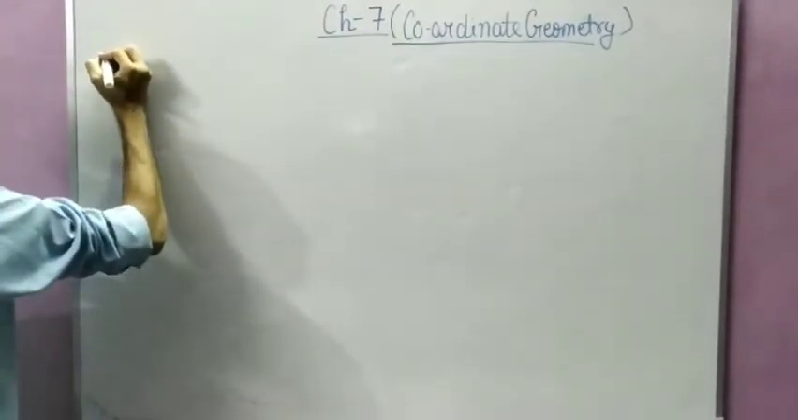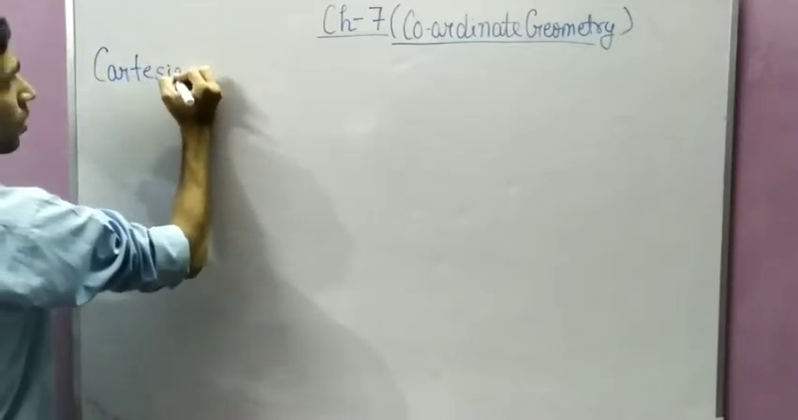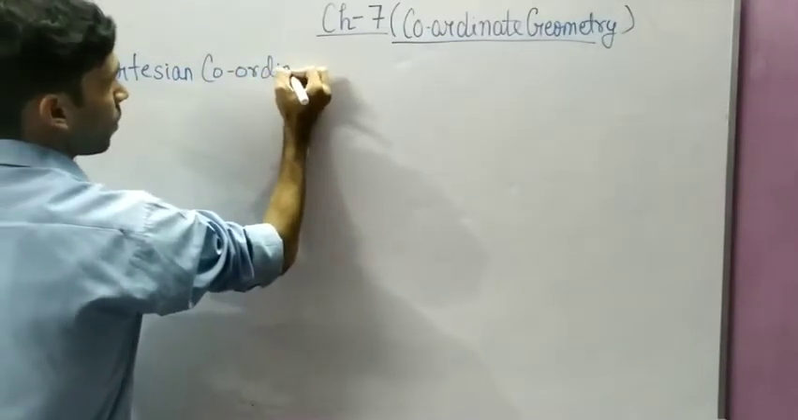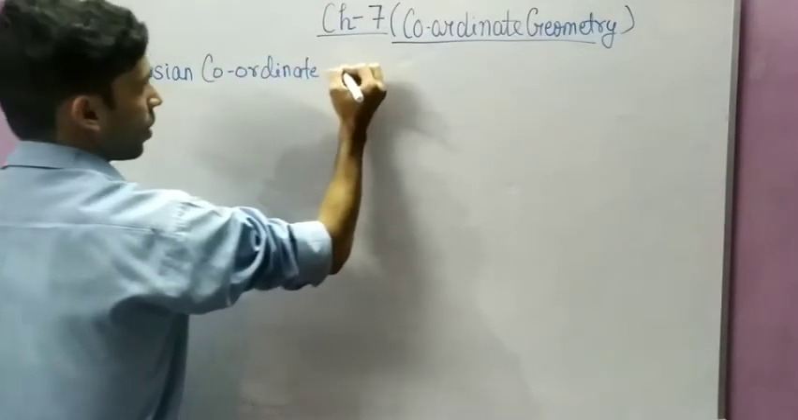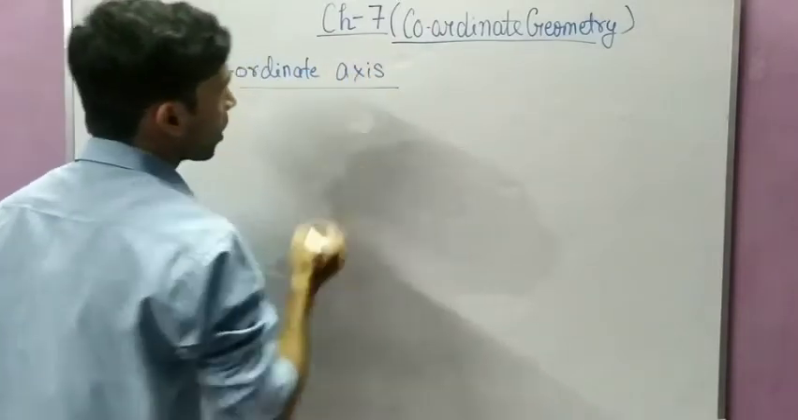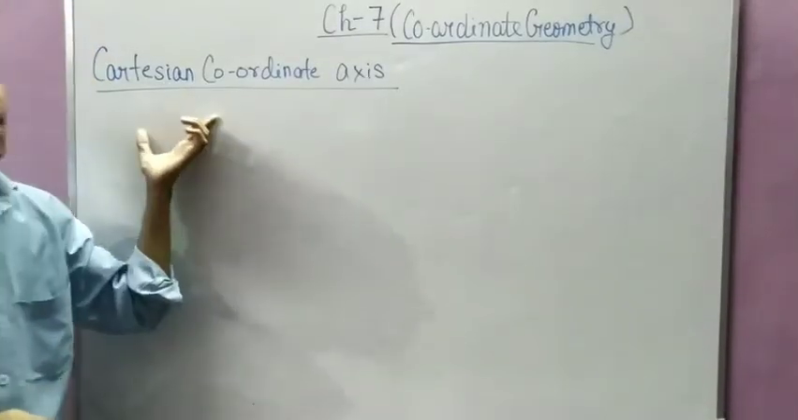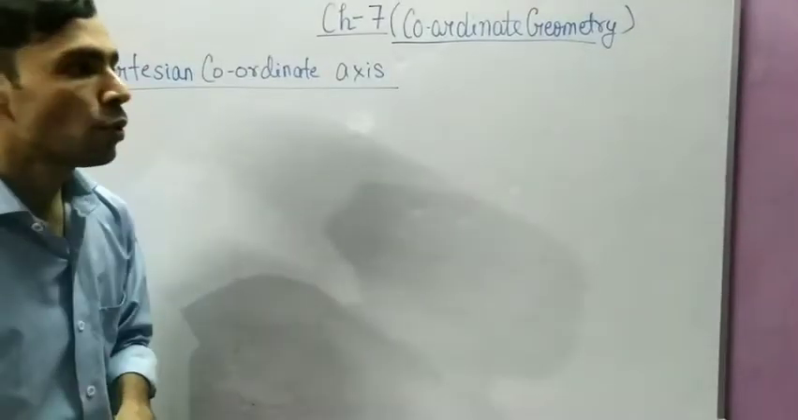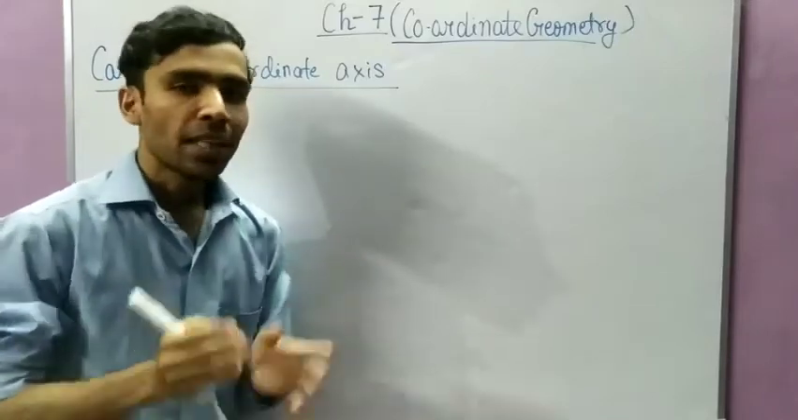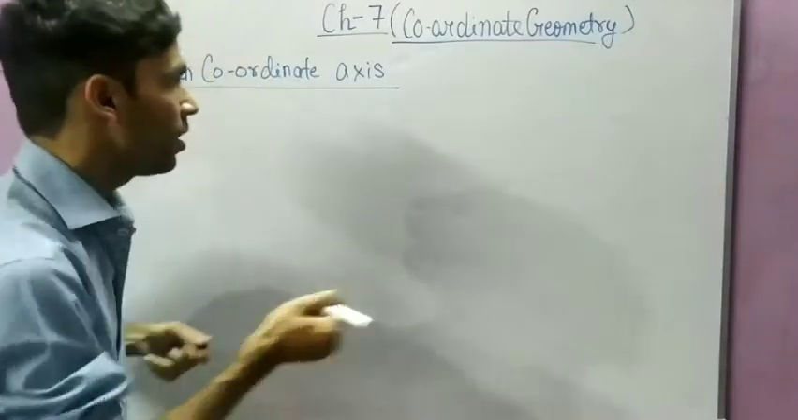So the first topic is the Cartesian coordinate axis. What is the meaning of Cartesian coordinate axis? Students, whenever you plot a graph on graph paper, you make an x-axis and you make a y-axis. So let's start.